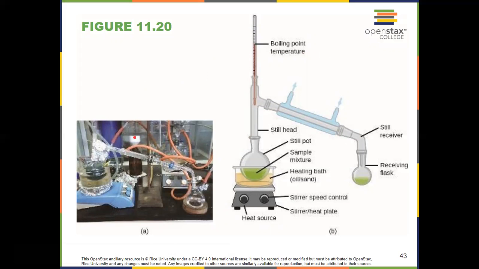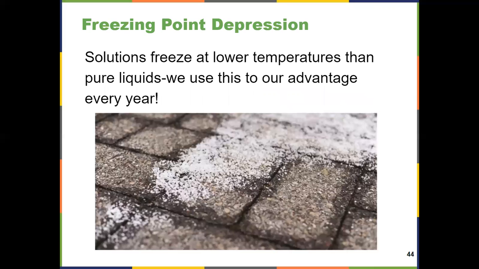So boiling point elevation, that was colligative property number 2. Number 3 is freezing point depression. We're halfway through our colligative properties. This might be a good place to take a break, take a breather, and then jump back in. Yep. So freezing point depression.